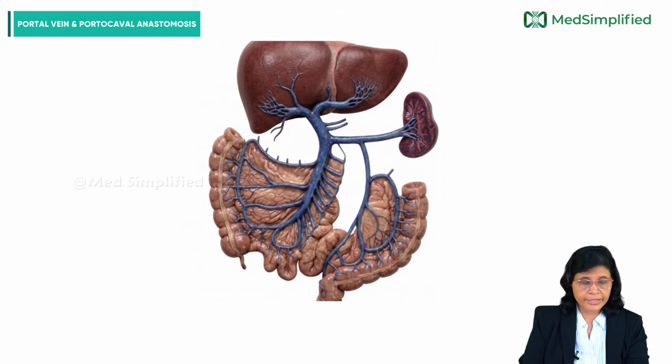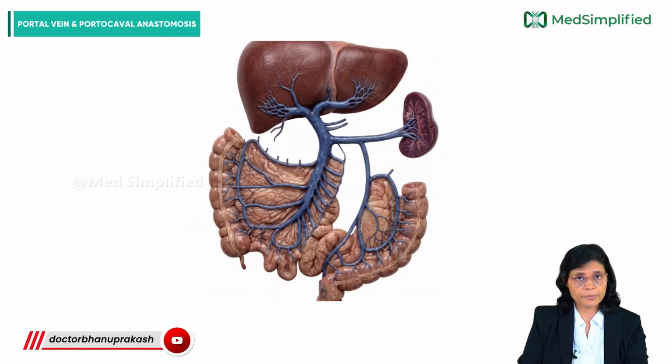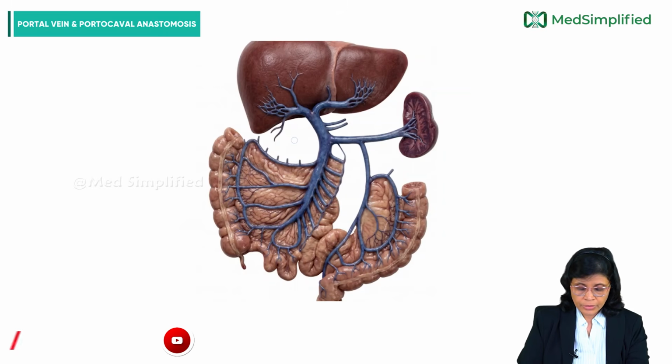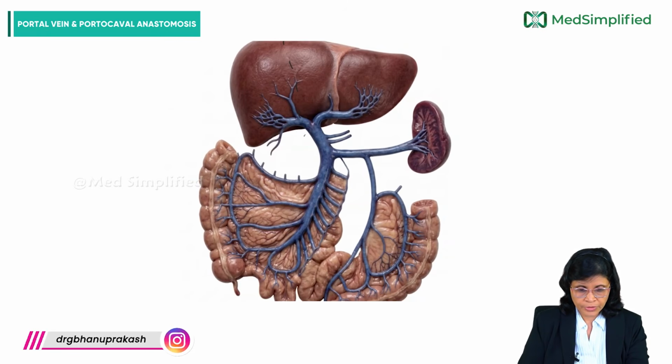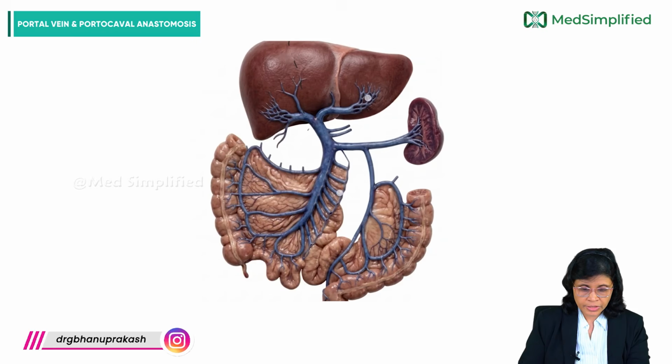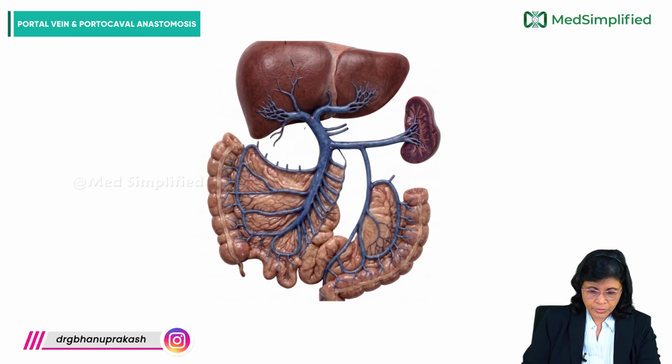The physiological right and left lobes we divide by an imaginary line passing through the groove for the inferior vena cava and through the fossa for the gallbladder. So here we have the right as well as the left physiological lobes of the liver. Here the portal circulation in the liver goes this way.